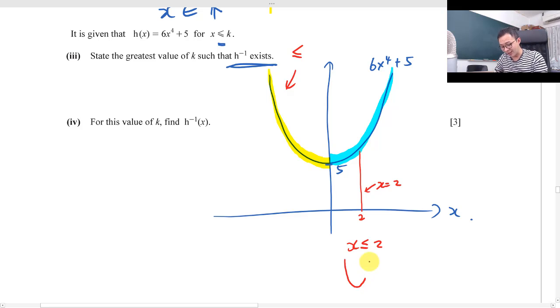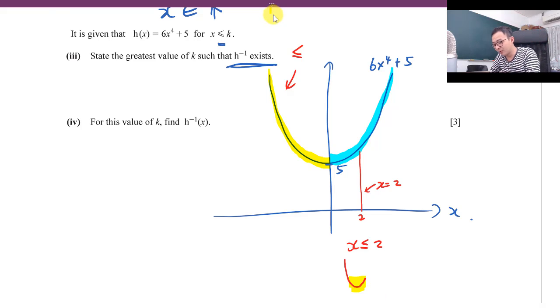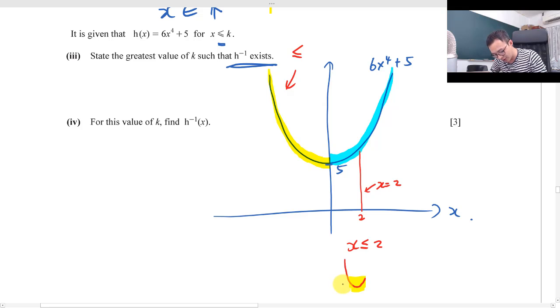And then you will realize the bottom part, this part over here, actually is many to one. Because if you draw any horizontal line here, you will get 2 x values, more than 1 x value. So if I draw a horizontal line here, you can see I will get 2 different x values, x1 and x2. So this one will make the inverse not exist because you get more than 1 x value. Therefore, in order to make the inverse exist, I need to start taking from the 0 here.